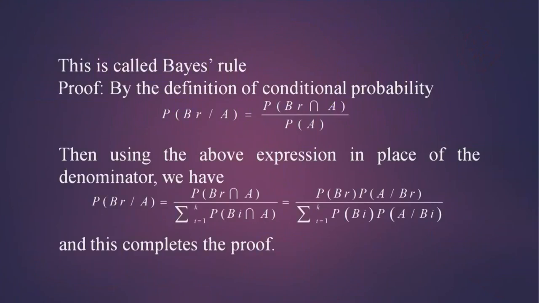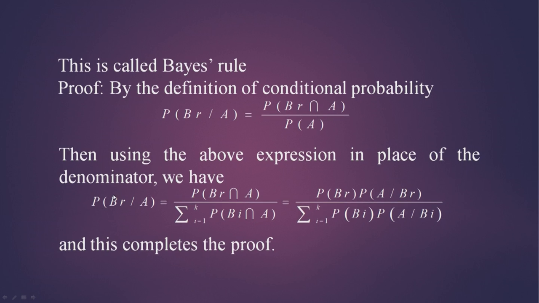So, this is called the Bayes' rule, and this Bayes' rule is very important, and it has a lot of applications. So, how to prove this rule? By the definition of conditional probability, probability of Br given A will be probability of Br intersection A divided by probability of A. Then using the above result, that is the result of total probability, we can find the expression in place of the denominator.